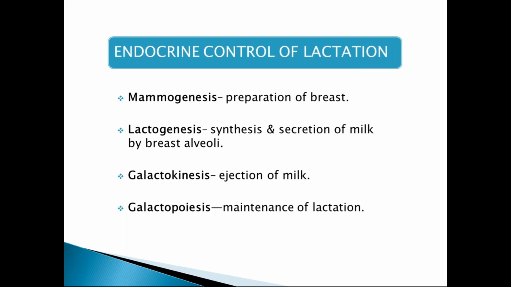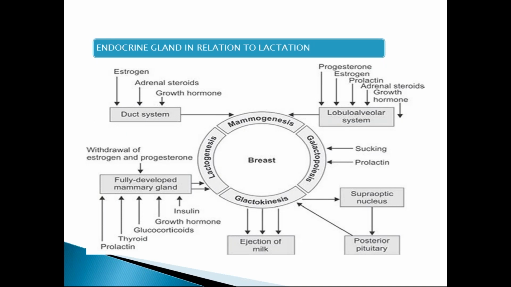So endocrine control of lactation goes in 4 steps. Mammogenesis, that is preparation of the breast. Lactogenesis, synthesis and secretion of the breast milk by alveoli. Galactokinesis is the ejection reflex, and galactopoiesis is maintenance of lactation. This is the overall picture. Mammogenesis is under the control of progesterone, estrogen, prolactin, adrenal steroids, and growth hormone. Mammogenesis is the preparation of the breast.